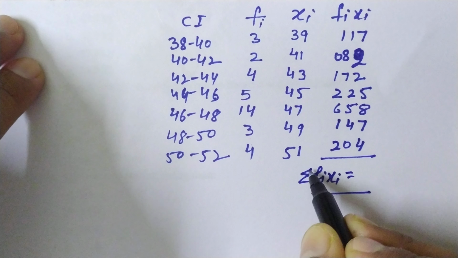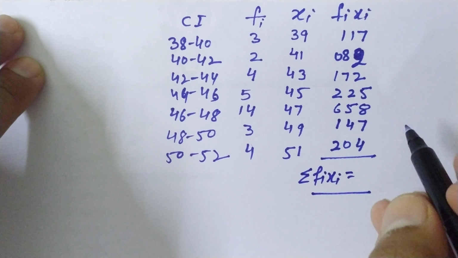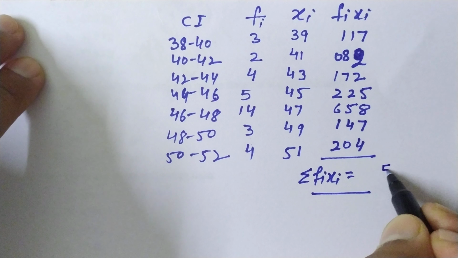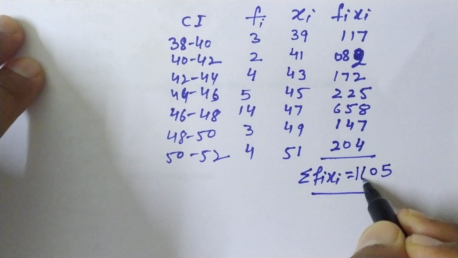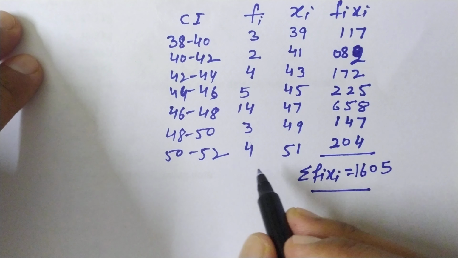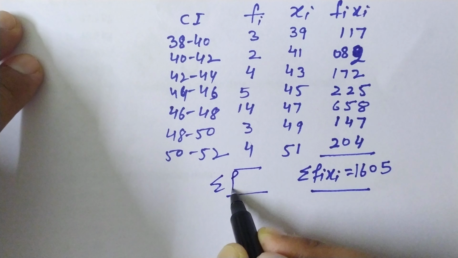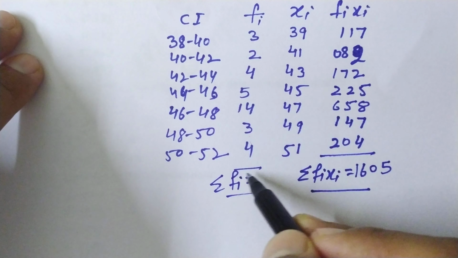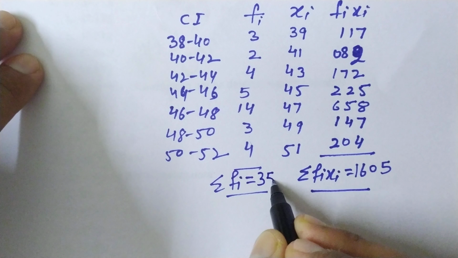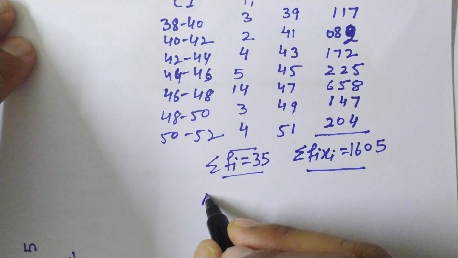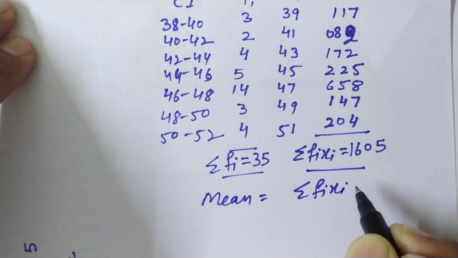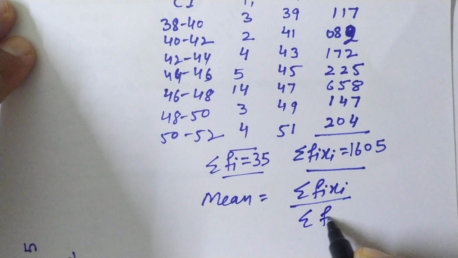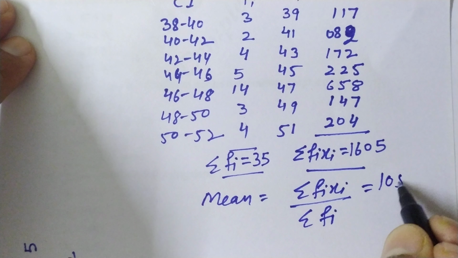Sigma means summation. We have to add all these. If you add all these, you will get 1605. Okay, and here we have to add frequency also, and you know the sum of frequency, that is given, 35 students. So 35 is this. So mean formula is summation Fi Xi over summation Fi. So we have to divide these two.